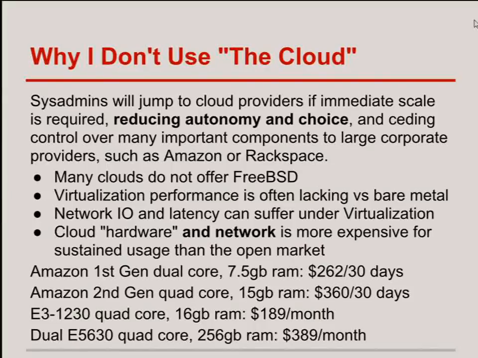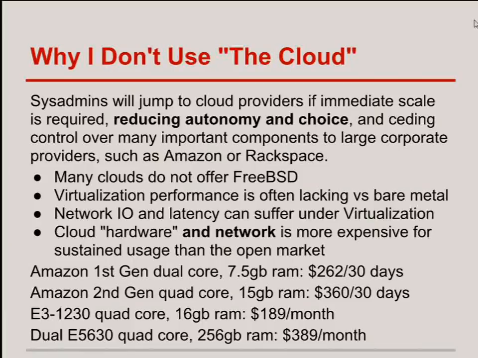And cloud hardware and network are more expensive. If you get one of the first generation M1 instances from Amazon, you get a dual core processor and 7.5 gigs of RAM. And I think that's the Windows price, but it might be the Linux price. But it works out to $262 for every 30 days that you leave it running per machine. And that's an old, like, 2007 AMD Opteron processor that you're getting through virtualization. And then the second gen ones, which are the M3s, which are the newer ones that you can run FreeBSD on without paying the Windows tax, you get 15 gigs of RAM and a quad core processor, and it works out to $360 for 30 days. You can get slightly cheaper if you use reserved instances, but you have to basically pay for it for a year up front, which is a lack of flexibility in some cases.